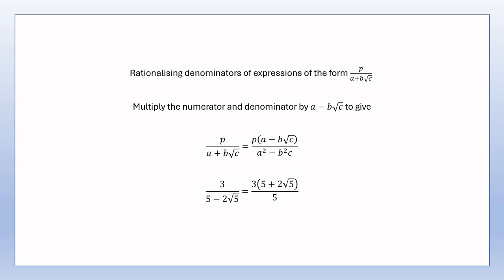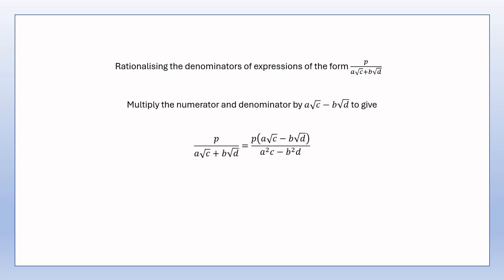So next we're going to look at rationalising denominators of expressions of the form p over a root c plus b root d, where a and b are integers, c and d are non-square integers, and p can be anything. So this is very similar to the previous case. Simply multiply the numerator and denominator by a root c minus b root d to give p over a root c plus b root d is equal to p times a root c minus b root d over a squared c minus b squared d, where the denominator is an integer and so is rational. For example, 2 over 3 root 5 minus 2 root 2 is equal to 2 times 3 root 5 plus 2 root 2 divided by 37.